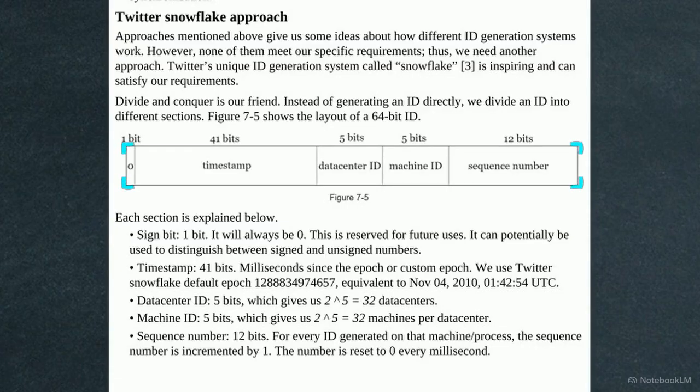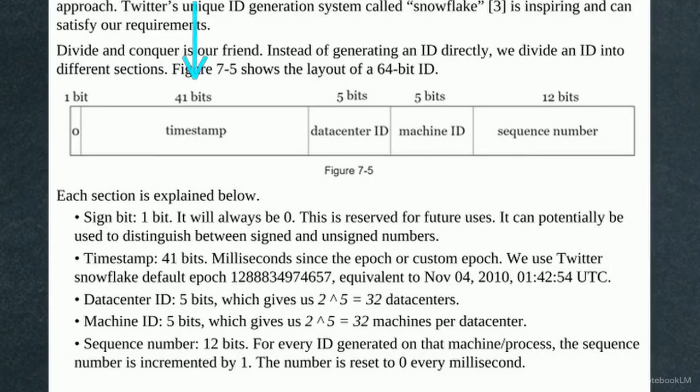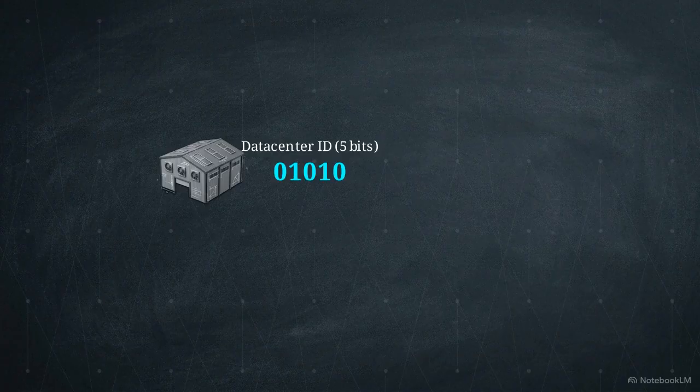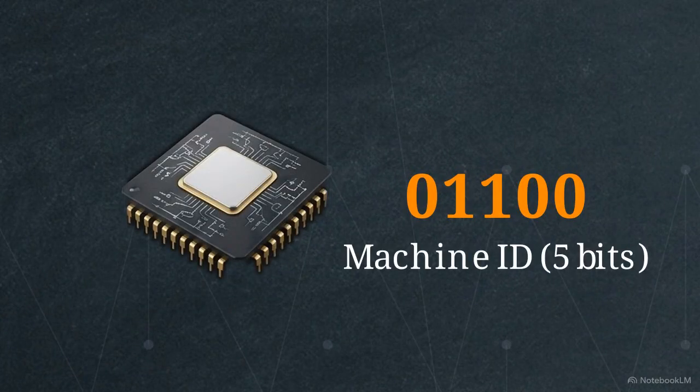This chart details the Twitter Snowflake bit layout. Instead of a single counter, it divides a 64-bit integer into distinct sections. The first 41 bits represent a millisecond timestamp since a custom epoch. This enforces chronological sorting, providing 69 years of capacity before integer overflow. Next, 5 bits dictate the data center ID, and another 5 bits dictate the machine ID. This pins the identifier to its exact physical origin.